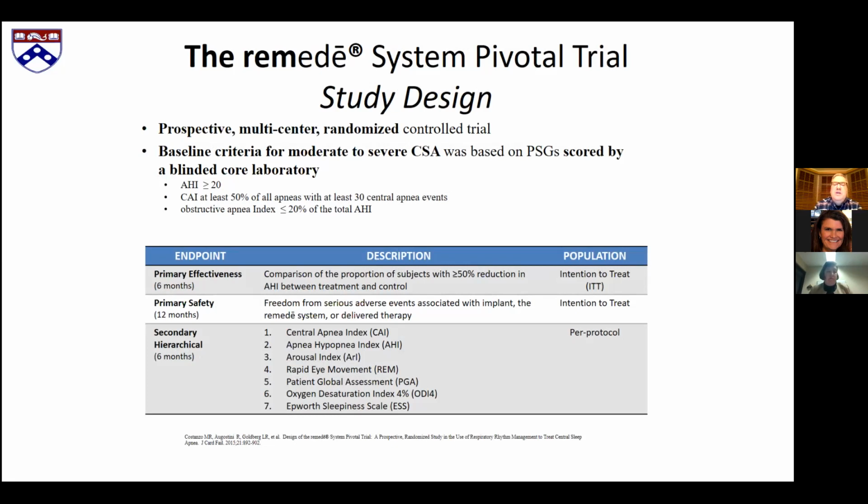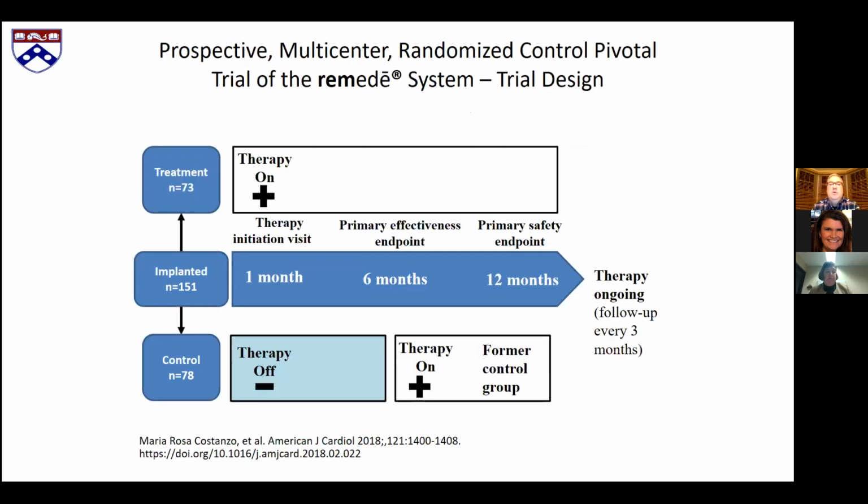And then a series of secondary endpoints, which were hierarchical, which means that if you meet the first one, then you can go on to the second one. If you meet the second one, you can go on to the third one. And you can see there were a series of mostly sleep associated secondary endpoints in this clinical trial.